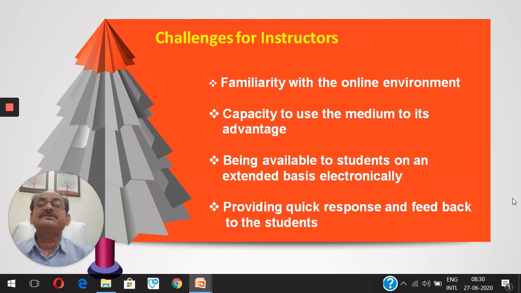And then there are challenges for the instructor also: familiarity with the online environment, capacity to use the medium to its advantage, being available to the students on an extended basis electronically, and providing quick response and feedback to the students. These are the challenges before the teacher, before the instructor, and these challenges are overcome in the online teaching-learning process.